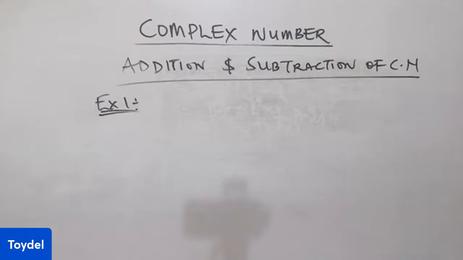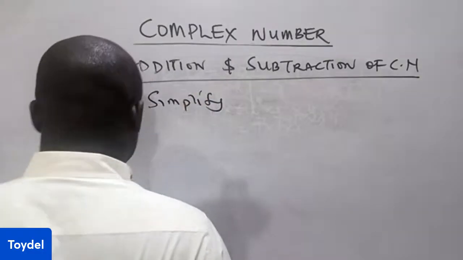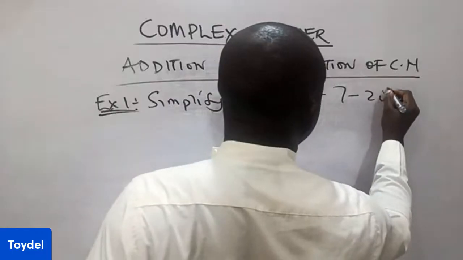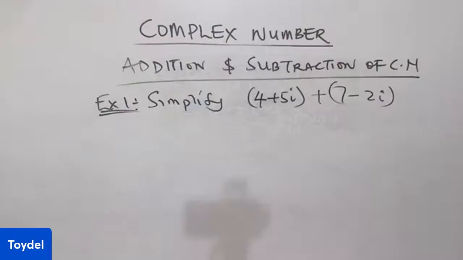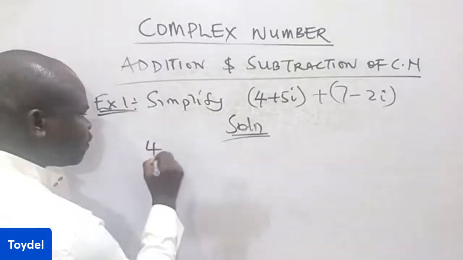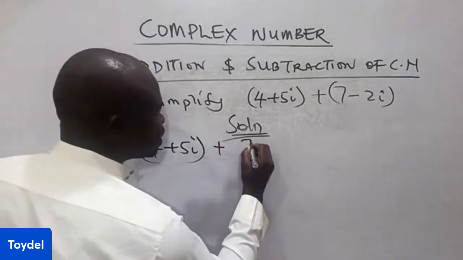Let's say the question says that you should simplify 4 plus 5i, then plus 7 minus 2i. This is a particular example under addition of complex numbers. So what do we do here? If you have to add two complex numbers, the only thing we can do is add real parts to real parts, then imaginary to imaginary. That is, 4 plus 5i plus 7 minus 2i.